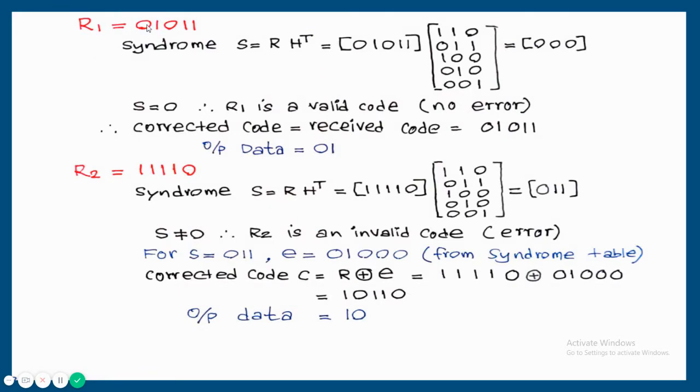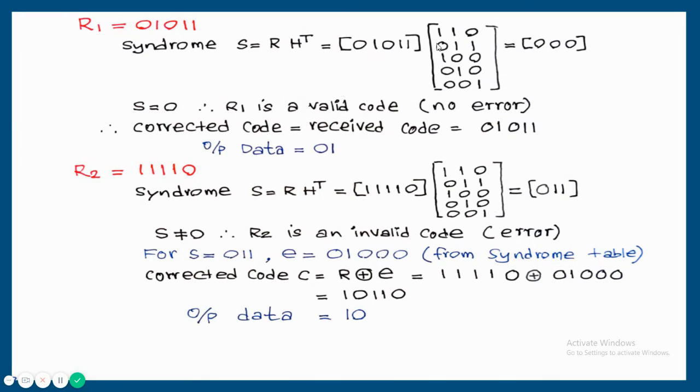The first received code is 01011. Step number 1 is calculate syndrome. Syndrome SC is equal to R into H transpose, received code R into H transpose. The multiplication is like this.